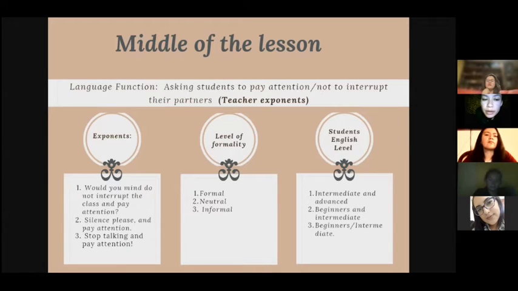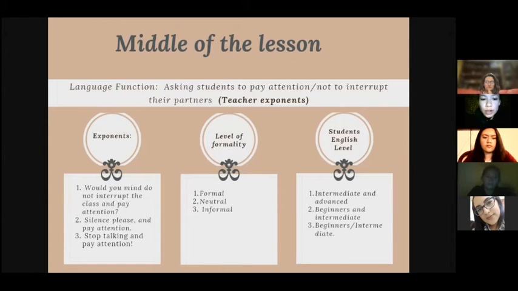And my name is Evelina Roba, and I'm going to continue with the function of middle of the lesson. In this case, asking to pay attention or not to interrupt their partners. These exponents are used by the teacher, and the first one says, could you mind to not interrupt the class and pay attention? It has a formal level of formality, and it is used for intermediate and advanced student English level. The second one says, silence please and pay attention.